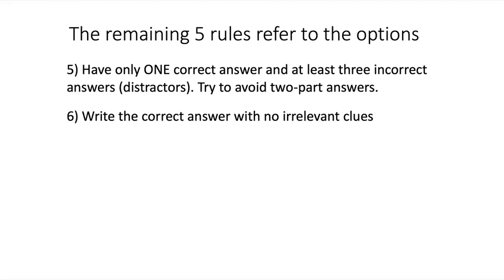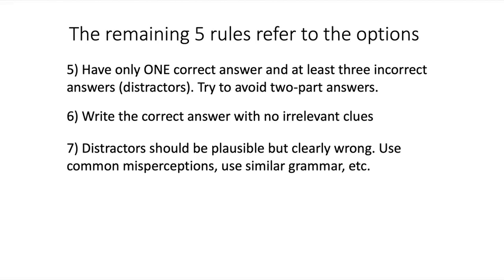You want to write the correct answer with no irrelevant or obvious clues. And one thing that we see a lot, and I have to watch myself often for this, is that I tend to write the correct answer more eloquently and perhaps even in a longer way than all the wrong answers. And so that makes it jump out. So when you are doing your distractors, you want them to look as similar as possible in the way in which they're written, not have the correct answer longer or shorter than all of the other ones.